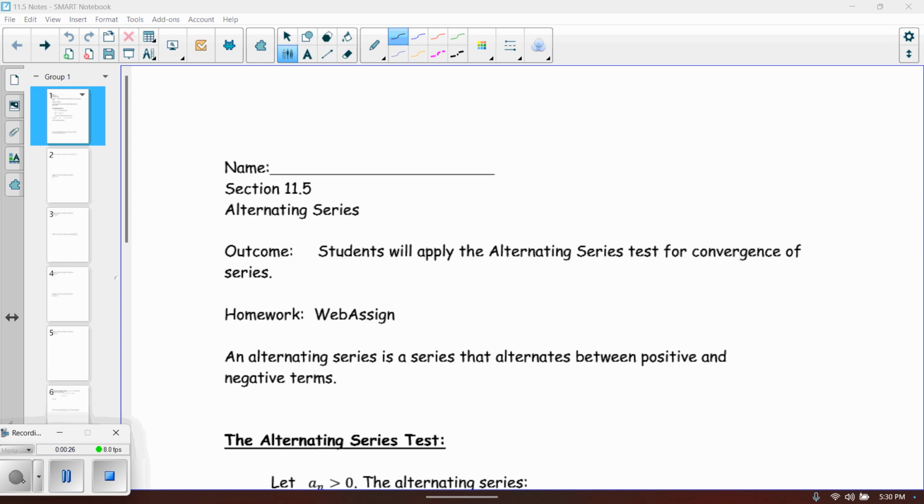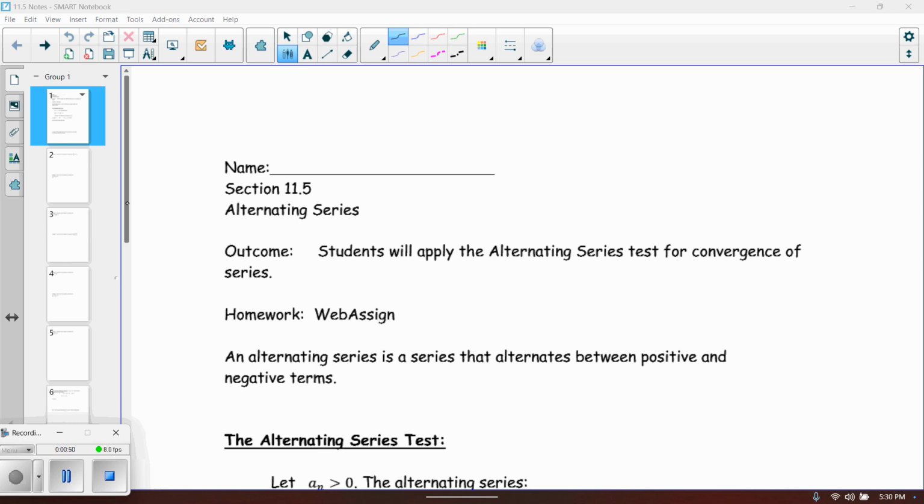So if everything happens correctly and it passes the alternating series test, then you know that the series will be convergent. If not, it'll be an inconclusive test and we'll have to try something else. The good thing about the alternating series test is this is probably one of the easiest to recognize, okay, I need to try the alternating series test.